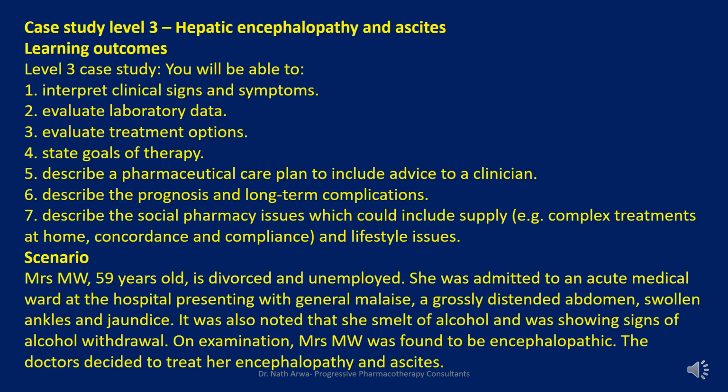Next we will discuss a clinical scenario. Mrs. M.W., 59 years old, is divorced and unemployed. She was admitted to an acute medical ward at the hospital presenting with general malaise, a grossly distended abdomen, swollen ankles and jaundice. It was also noted that she smelt of alcohol and was showing signs of alcohol withdrawal. On examination, Mrs. M.W. was found to be encephalopathic. The doctors decided to treat her encephalopathy and ascites.